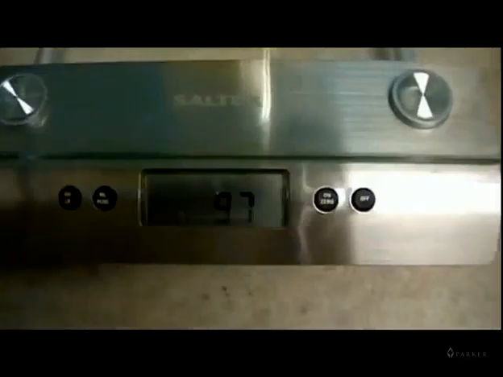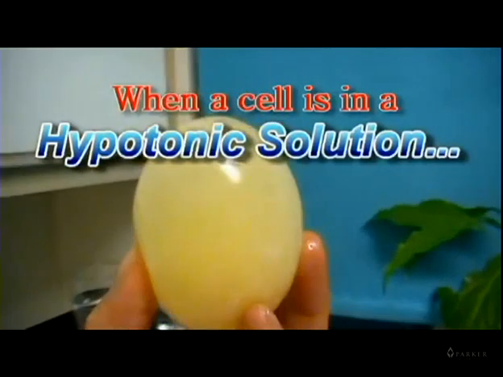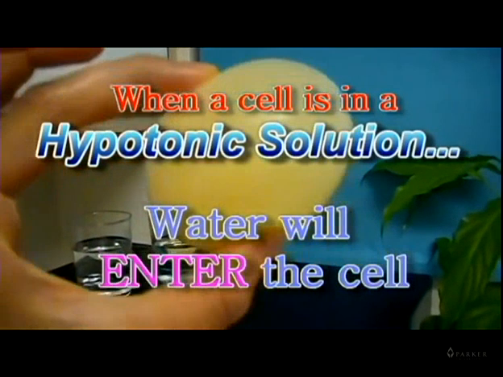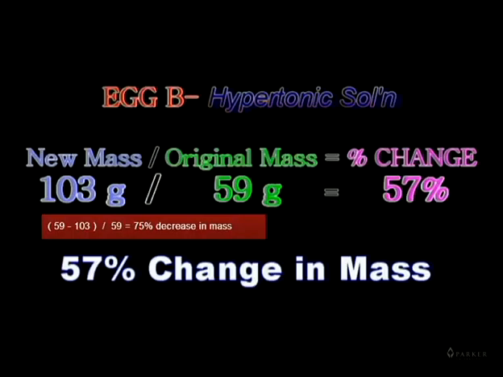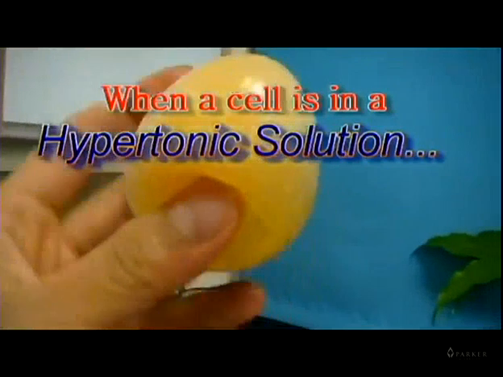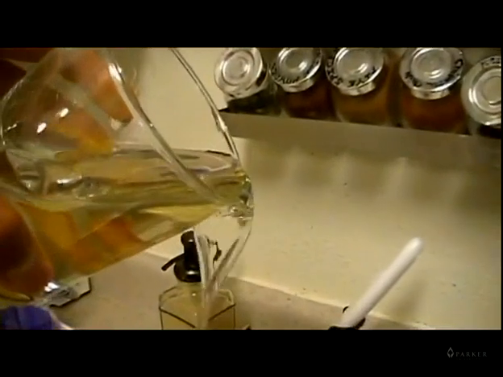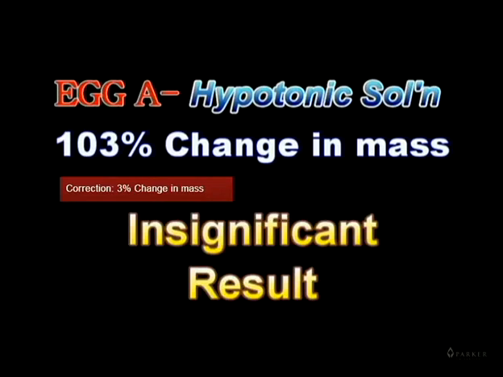Egg A now has a mass of 97 grams. Egg A increased slightly to 103% of its original weight. We can conclude when a semi-permeable cell is in a hypotonic solution, water will enter the cell. Egg B now has a mass of 59 grams. Egg B decreased to 57% of its original weight. We can definitely conclude that when a cell is in a hypertonic solution, water will leave the cell. In fact, this is evident by the layer of water sitting on top of the corn syrup. However, 103% change in mass is not very significant.